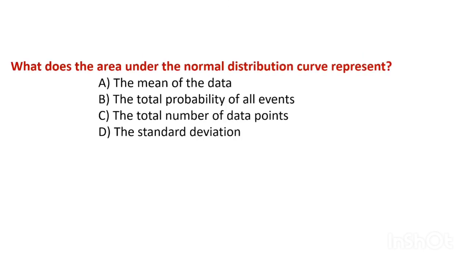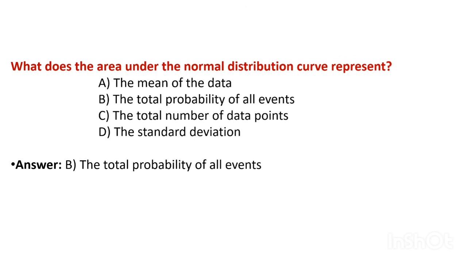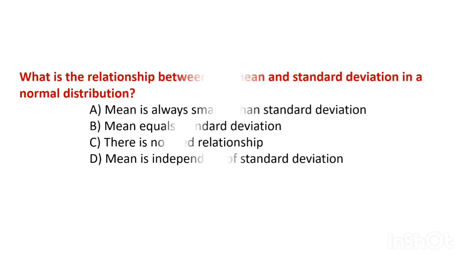What does the area under the normal distribution curve represent? The area under the curve represents the probability of all possible outcomes in the distribution, so the correct answer is B, the total probability of all events.